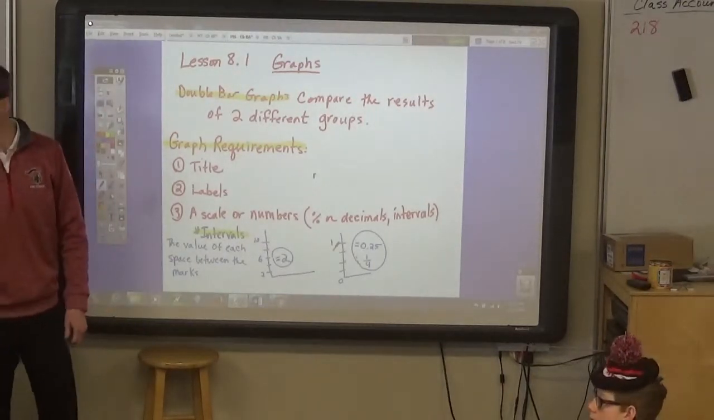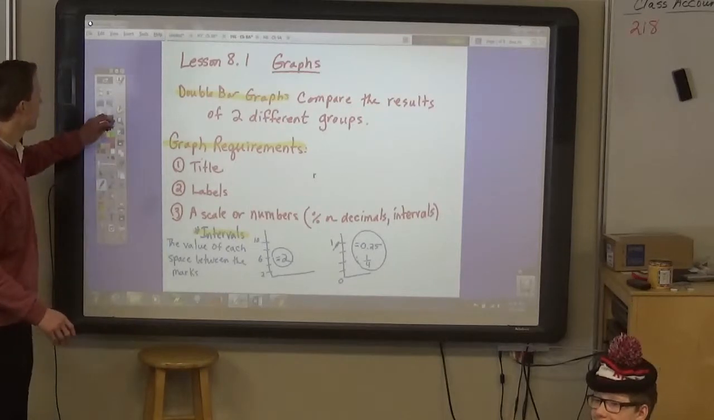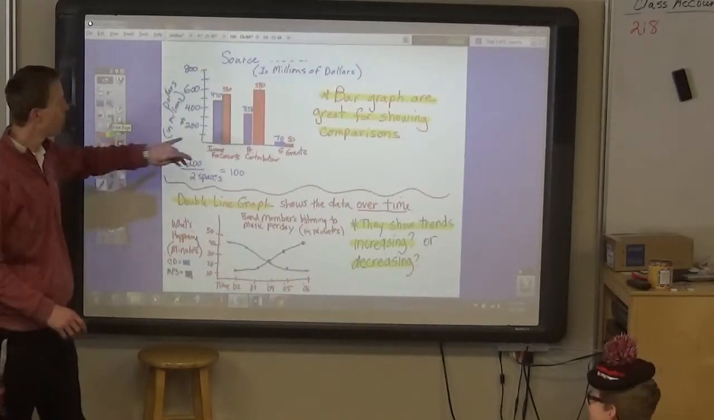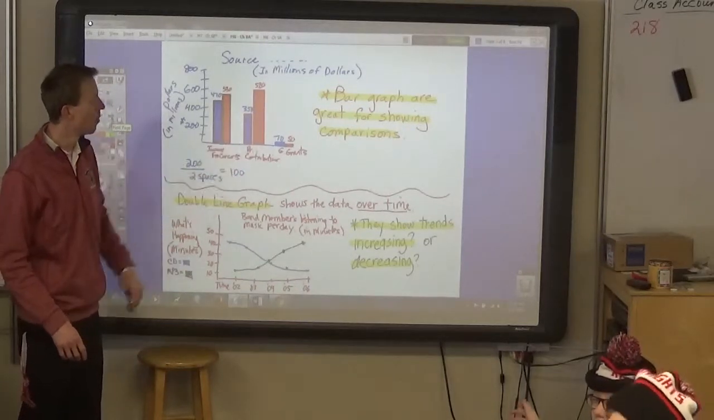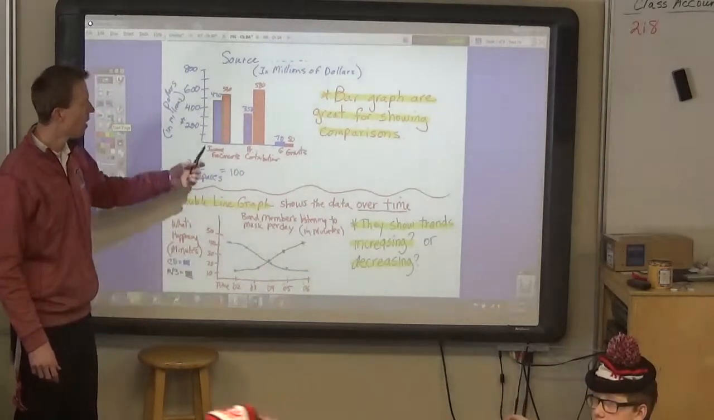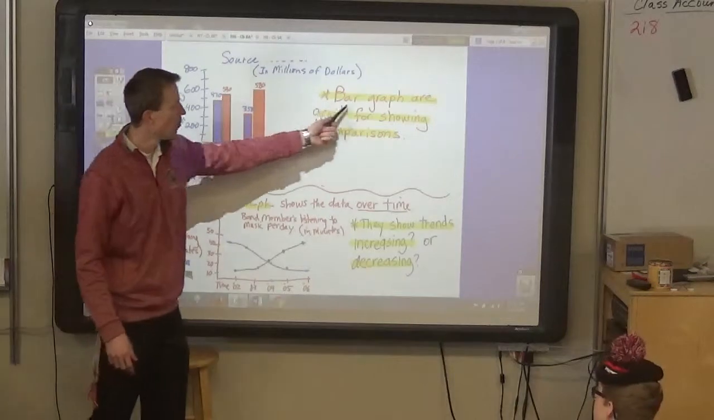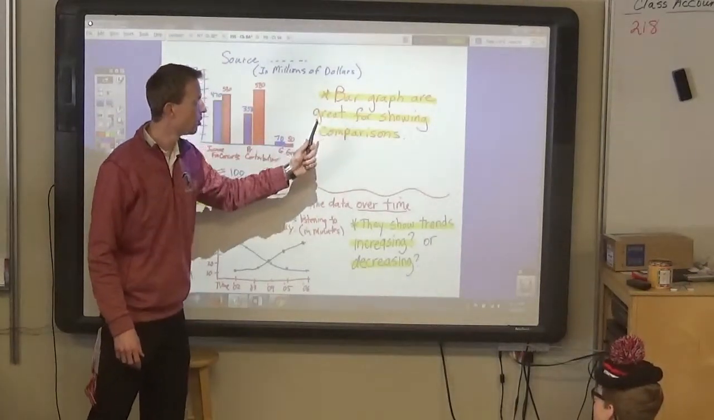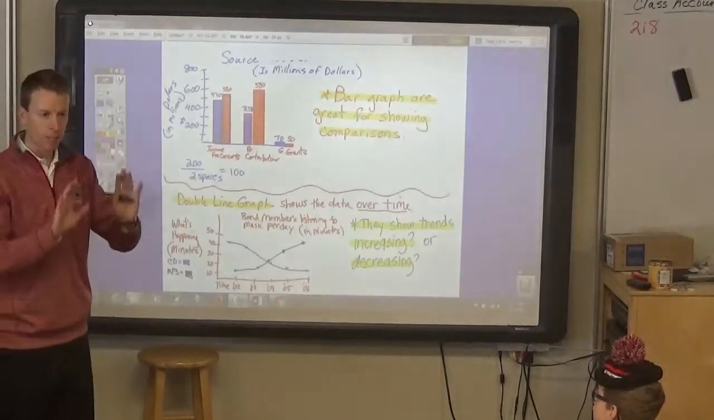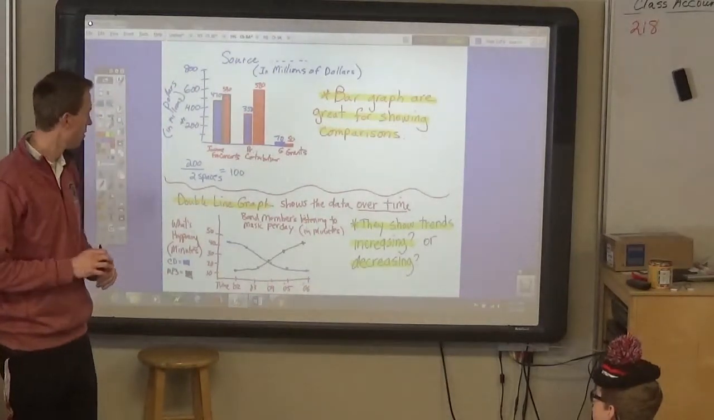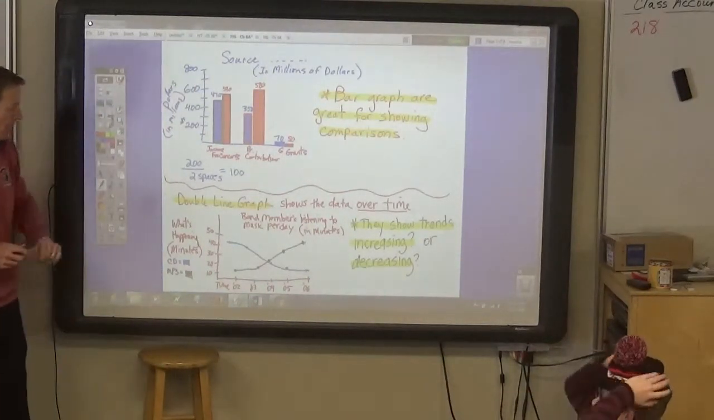Now, double bar graphs and those comparisons work really well for comparing two different things. Here's an example that's in your book. And again, double bar graphs are great for showing comparisons of things. Anytime you're showing comparisons of things, double bar graphs are best.